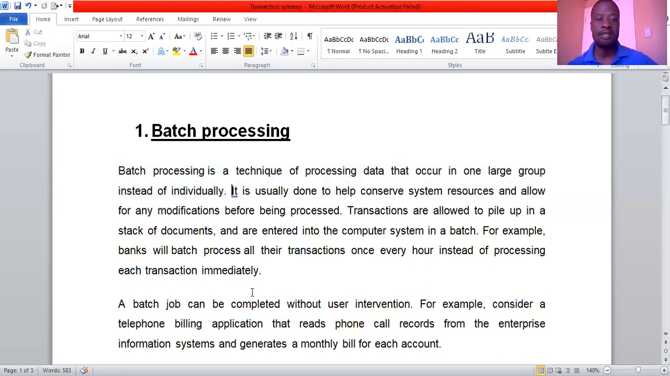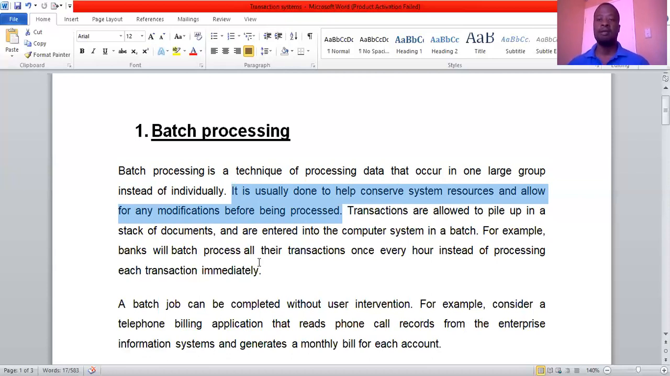It's actually done to help conserve system resources and allow for any modification before being processed. So it conserves system resources, because it's not always that the resources of the system are being used. Sometimes they just sit idle, because there's no processing being done.